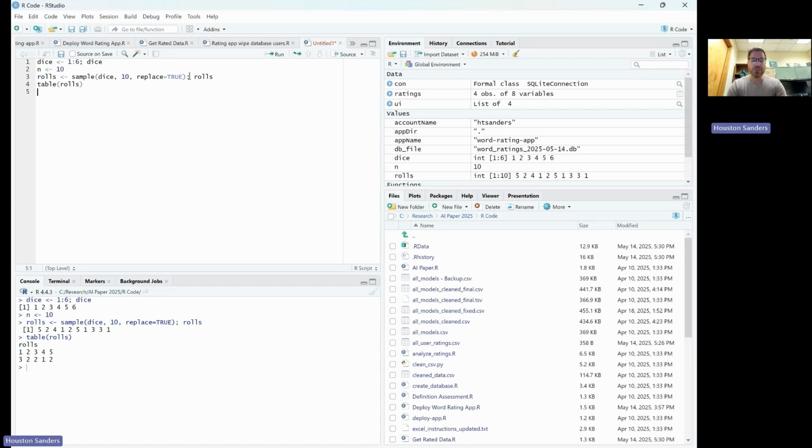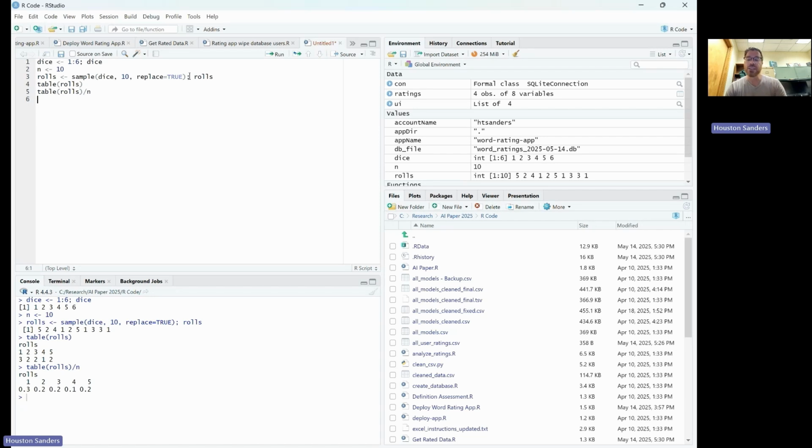Now I'm going to turn it into the probability. I'm going to take the table of rolls and divide that by how many rolls we did. So according to our empirical probability, the probability that I would roll a 1 is 0.3. The probability of rolling a 2 is 0.2, the probability of rolling a 3 is 0.2, the probability of rolling a 4 is 0.1, and the probability of rolling a 5 is 0.2.